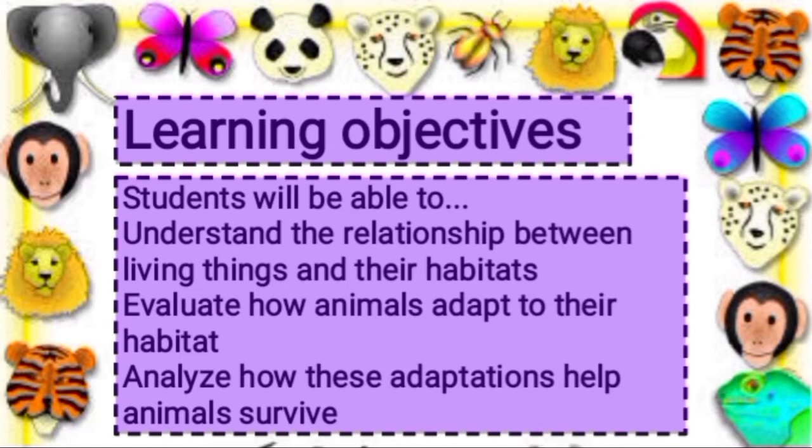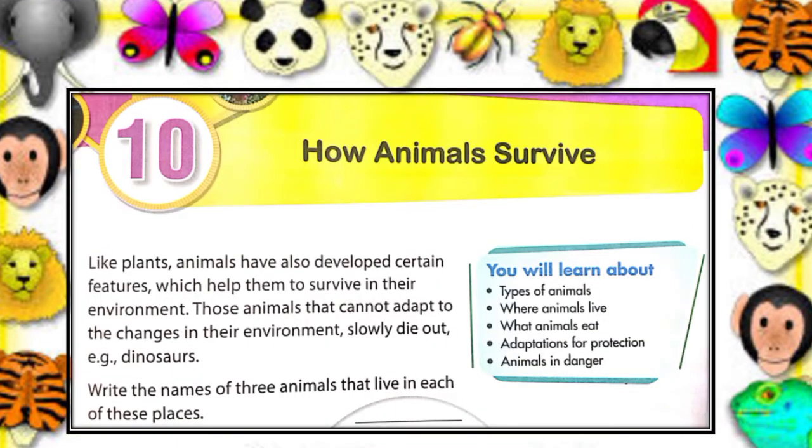This lesson will help you to understand the relationship between living things and their habitat, to evaluate how animals adapt to their habitat, and to analyze how these adaptations help animals survive. If you have ever observed your own backyard or looked at books about animals, you have noticed that there is a lot of diversity among animal species all over the world.